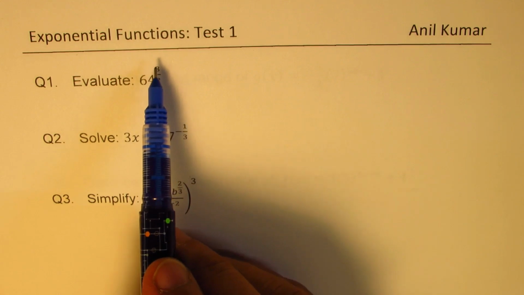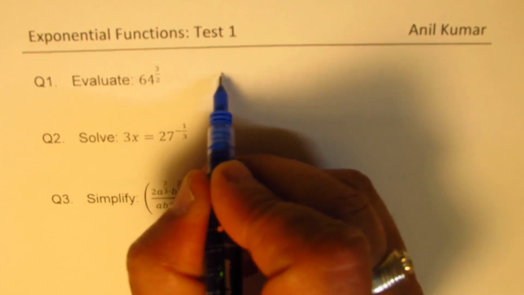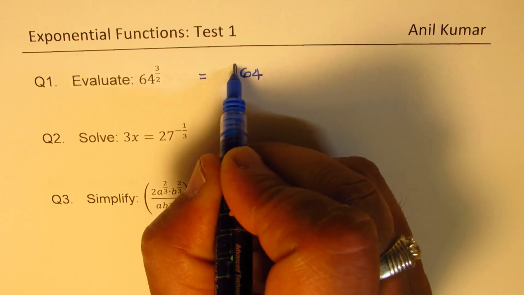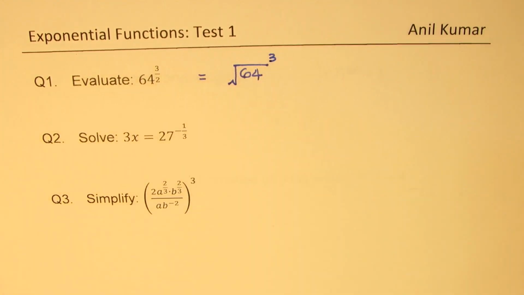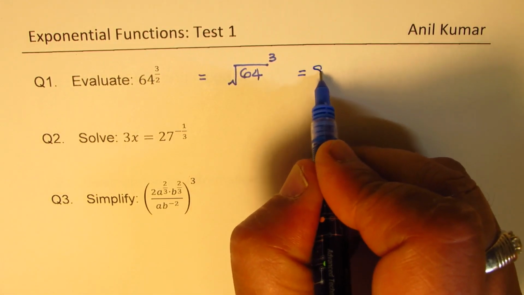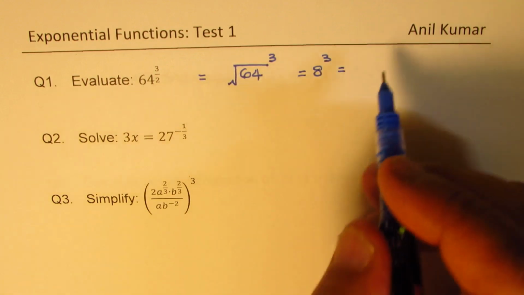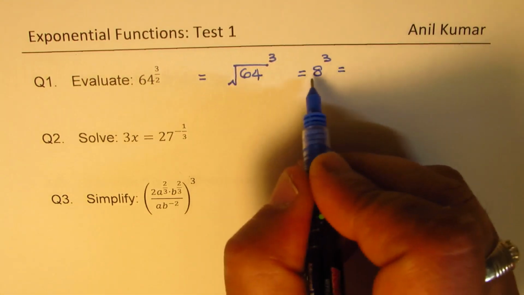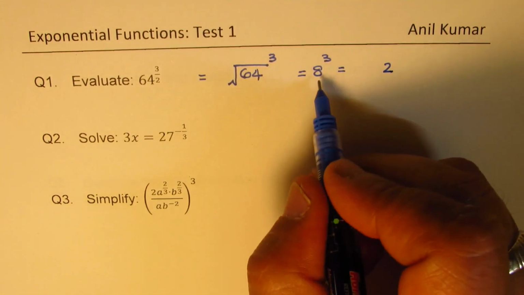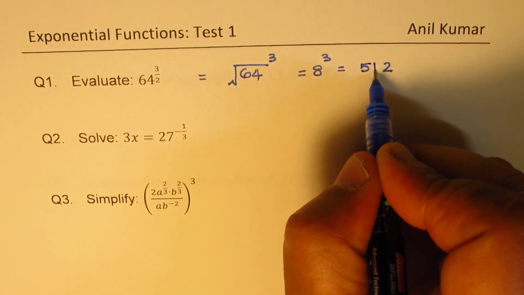Evaluate 64 to the power of 3 over 2. You could do it in different ways. One of the simplest ways: 1 over 2 is basically square root, right? So we can do the square root first and then cube the result. The square root of 64 is 8, so we get 8 cubed. 8 cubed means 8 times 8 times 8. 8 times 8 is 64, and 64 times 8 is 512. Is that clear to you?